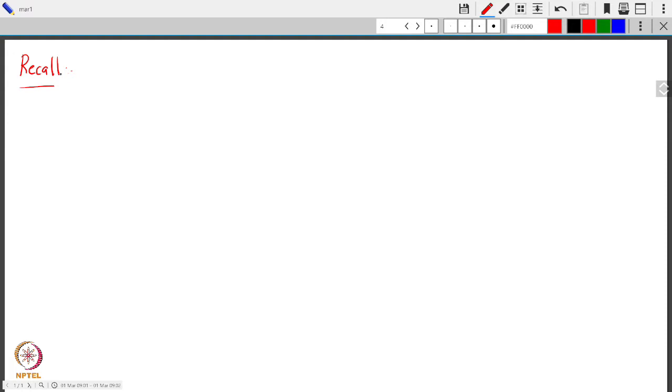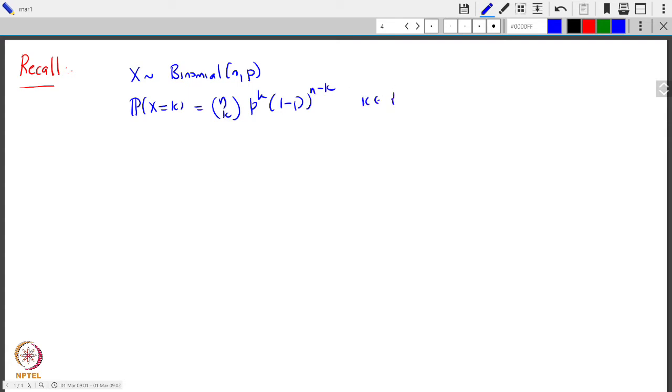Way back in the second week of the class, we said: say X was a binomial(n, p) random variable. By this, what we meant was that the probability X equals k was given by n choose k, p to the power k, and 1 minus p to the power n minus k, and k was between 0, 1, up to n.